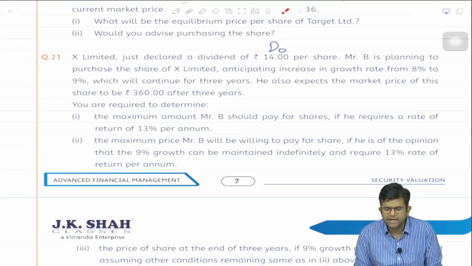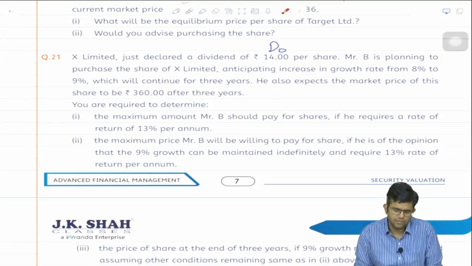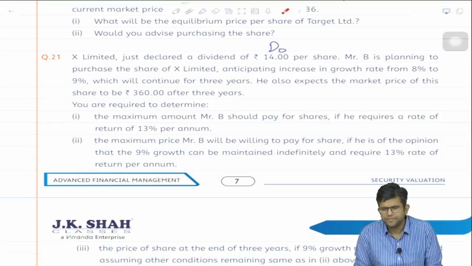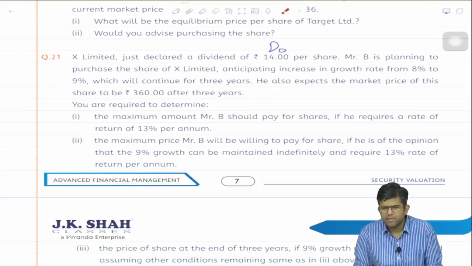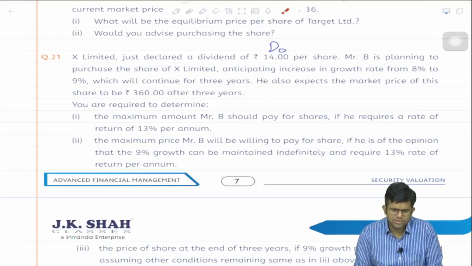where they said that last year's dividend, that is D0, was rupees 14, and then it was expected to grow at the rate of 9% per annum for the first 3 years, and after that, at the end of the third year, it was supposed to give you a P3 of 360. So generally P3 we would have calculated as D4 upon KE minus G. Yesterday I taught you P3 will be D4 upon KE minus G, but here we had not done that because they only gave you P3. So we took it. Everybody clear? 360 rupees.